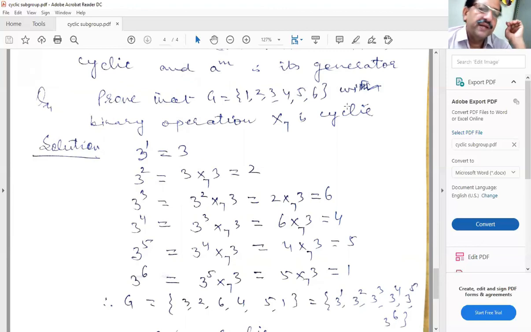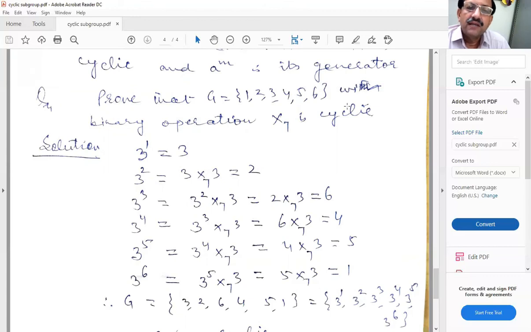इसमें मीनिंग क्या हुआ मल्टीप्लिकेशन मॉडुलो 7 का, if we multiply 3 and 4 we get 12. 12 divided by 7, the remainder is 5. So let us start the solution. Here we pick the element 3.